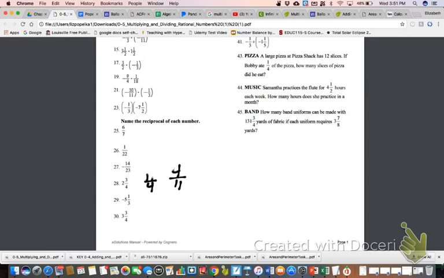Same thing for number 29. We have to turn it into an improper fraction first. So that'll be 16 over 3, well, a negative 16 over 3. So the reciprocal is going to be a negative 3 over 16. And then for number 30, again, I got to turn it into an improper fraction. So that's going to be 15 over 4. So the reciprocal is 4 over 15.